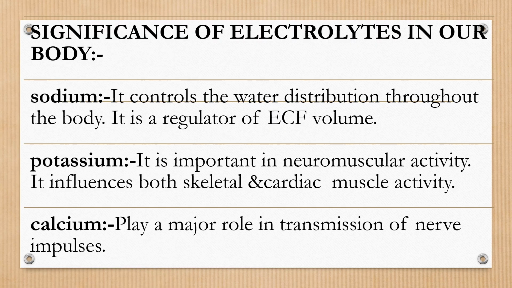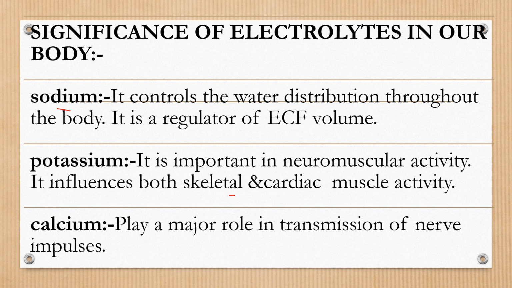And what is the significance of these electrolytes in our body? When it comes to sodium, it controls the water distribution throughout the body and it is a regulator of extracellular fluid volume. Potassium is important in neuromuscular activity. It influences both skeletal and cardiac muscle activity. There is electrical activity, or electrical transportation, in cardiac cells, brain cells and the skeletal system. So potassium has a very significant effect in the body.